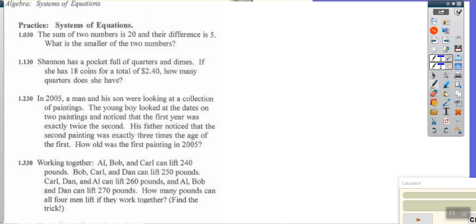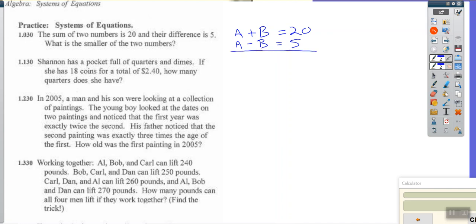So I have number A and I have number B, and the sum of them is 20. And their difference, that means subtraction, so that's A minus B, is 5. What is the smaller of the two numbers? Now I know B is going to be the smaller of the two numbers because when I subtract B from A, I get a positive number.